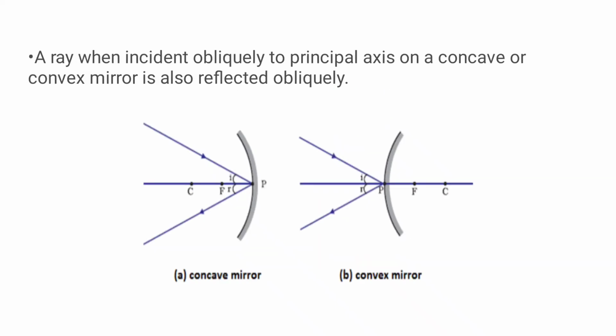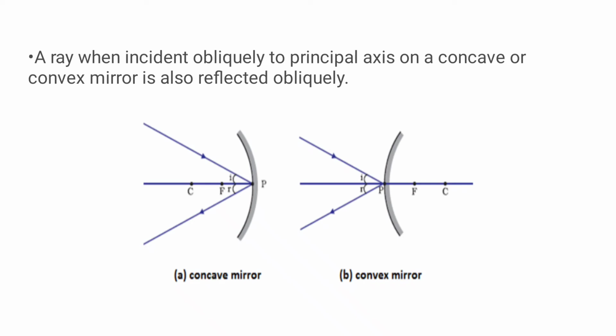Okay, and then a ray which is incident obliquely to the principal axis on a concave or convex mirror is also reflected obliquely. Now it is telling that when a ray points directly to the pole, it will also reflect in the same manner. As we know, angle of incidence is equal to angle of reflection, so whatever the angle is here, it will be the same as here. So angle i is equal to angle r.